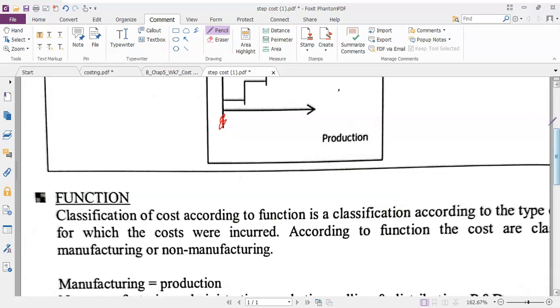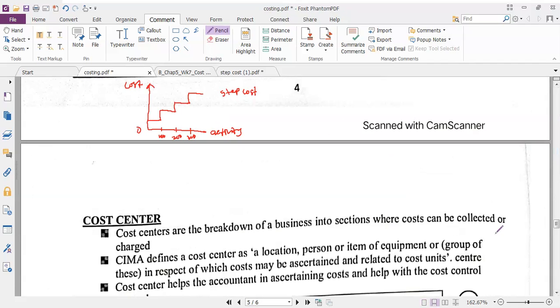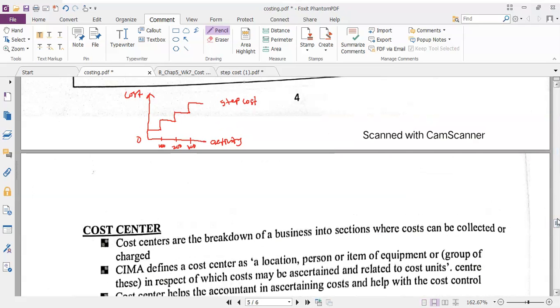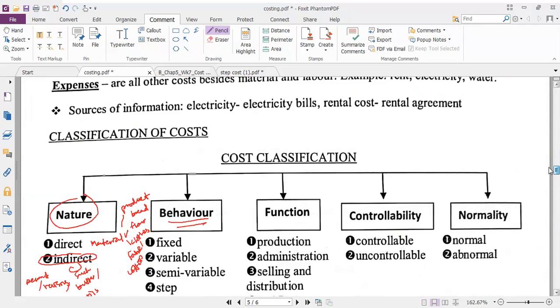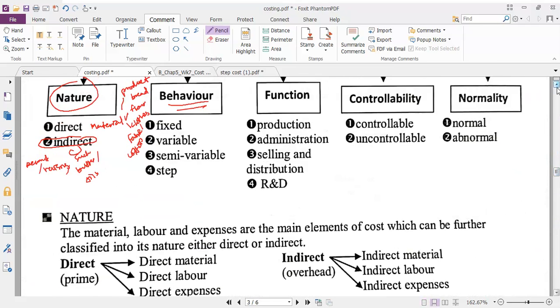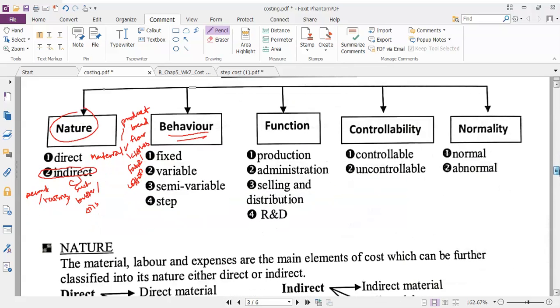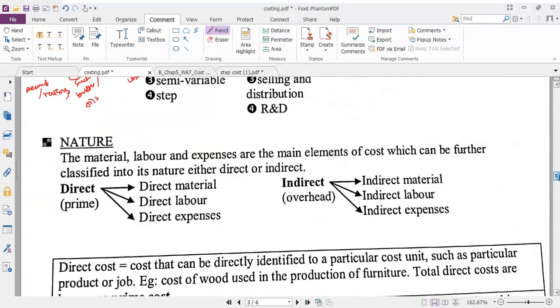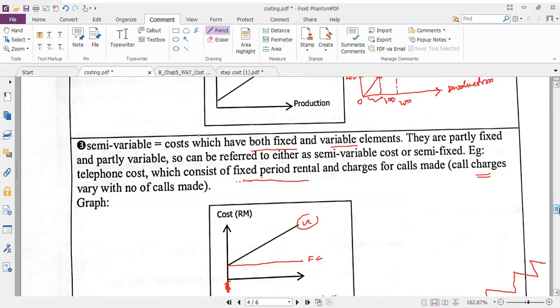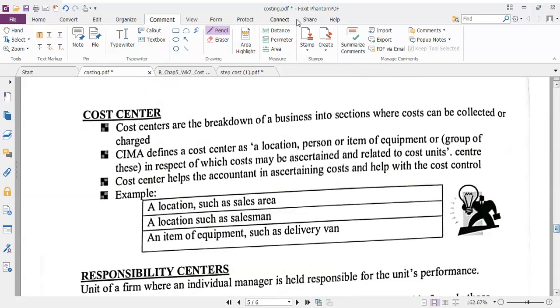Now, the third one is function. Let us see. Cost classification, the third one is based on their function. We classify the cost based on their function. First, function means whether the cost comes from the production department, admin department, selling and distribution, or research and development department.